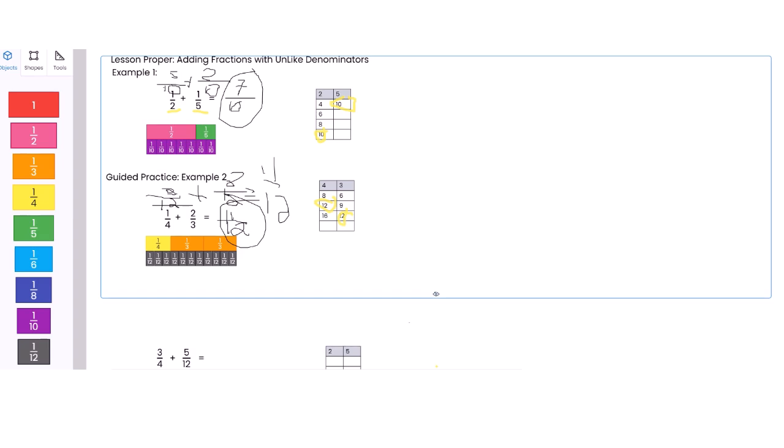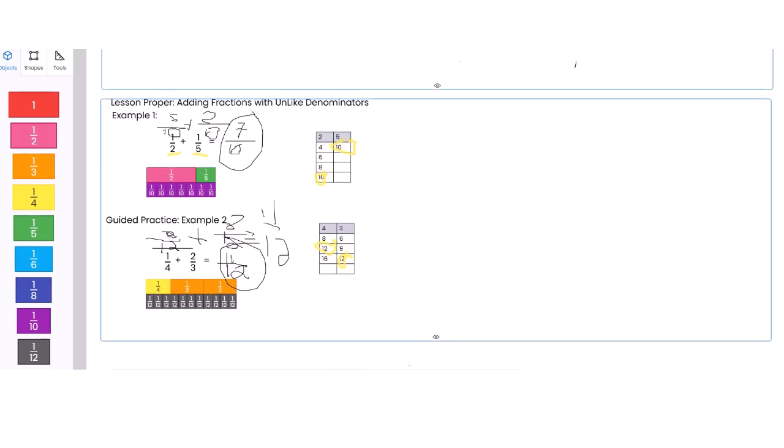Okay, so today we learned how to add fractions with unlike denominators by using fraction strips to visualize and find equivalent fractions. So remember, always find the least common denominator. We call it LCM. Convert the fractions, then add.